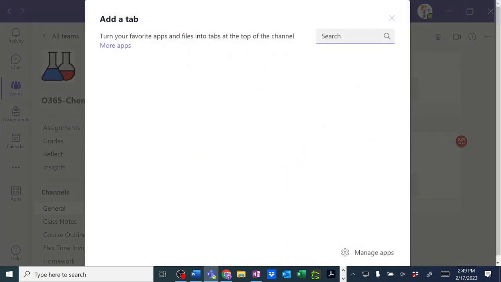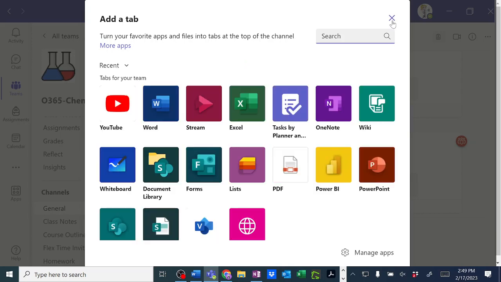Where's my files? Oh, I don't want to add a tab. Yeah. Sorry. It's like walking through glue.